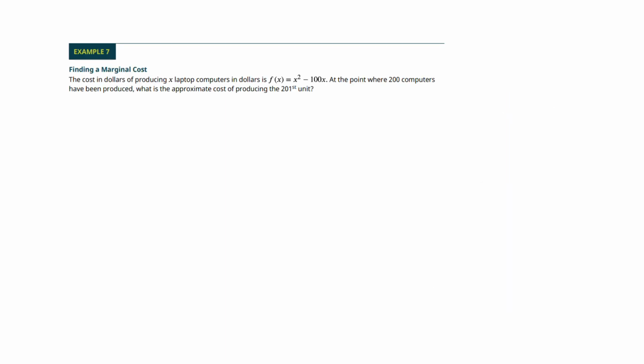Okay, now this is a really confusing problem. They're being real technical about what's happening here, but basically they're saying, find the derivative and tell me what's happening when you make 200 computers. This is a polynomial, so we're just going to find our derivative the fast way. It's going to be 2x minus 100. And we want to know what happens if you put in the 200th computer. Well, it costs 400 minus 100. It's going to be 300.